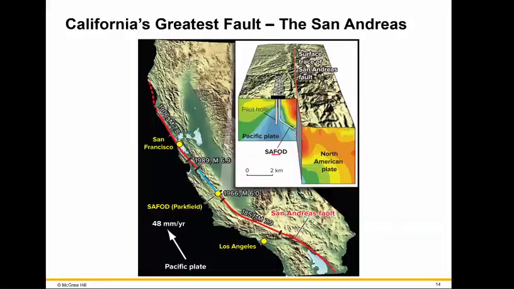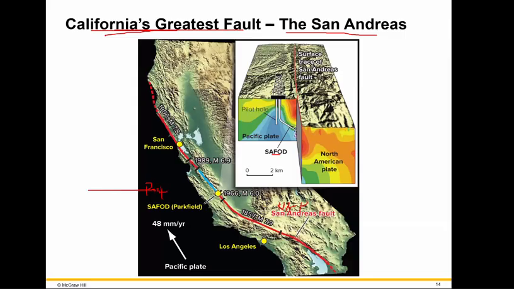All right. This is the last slide. Let's think about what's going on here. The California greatest fault is the San Andreas fault. The San Andreas fault is a strike slip fault. Okay? And look at the location here. This is the location of the San Andreas fault. This is the North American tectonic plate, and this is the Pacific plate.